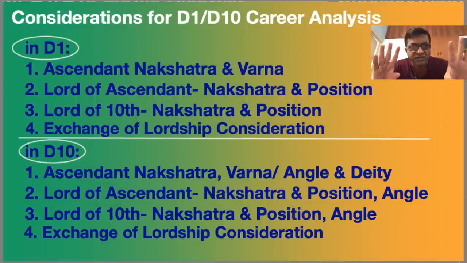Okay, there we go. So this introduction, I will stick it in each one of them. If you're seeing this for the second time or any other case, we just skip this part. These are the general rules we are considering. I'm not considering any other planets, any other points. Just ascendant, ascendant lord in the D1 and in the D10 chart, and the 10th house lord nakshatra position in the D1 and in the D10 plus the angle and the deity. Clear? Right, let's get into it.